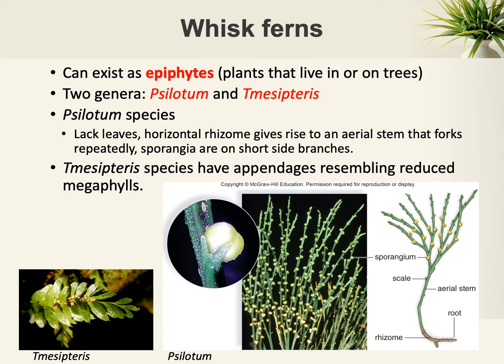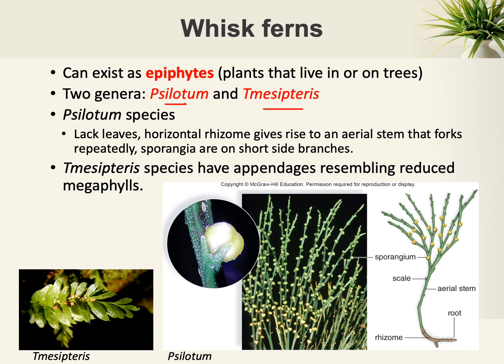The next example we have is the whisk fern. This whisk fern can exist as an epiphyte. Epiphytes are plants that live in or on trees. There are two genera in the whisk fern, which are Psilotum and also Tmesipteris.